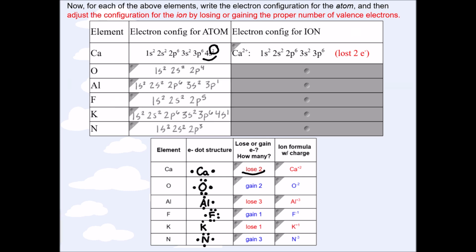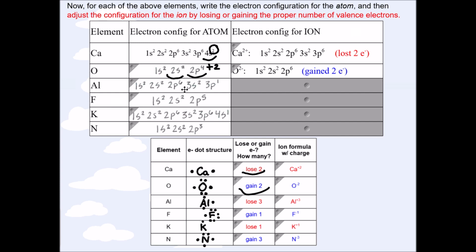For oxygen, its highest energy level is the second energy level, which includes two sublevels, s and p. On the previous table, we said that oxygen would gain 2 electrons. Therefore, its ion is going to gain 2 more electrons in the p sublevel of the second energy level. This is because the s sublevel is already filled up. So the oxygen anion, O-2, is going to have 6 electrons in the 2p.